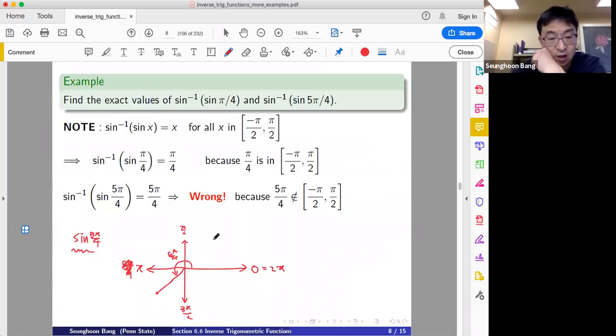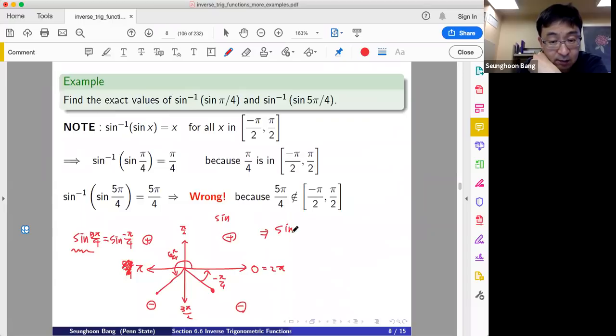So what happens? What kind of sine function? The sine function is positive in the first quadrant, positive in the second quadrant, negative in the third quadrant, negative in the fourth quadrant. So what does it mean? The sine function here has the same value. What's this angle? This angle is exactly negative pi over 4. So sine 5 pi over 4 is exactly the same as sine of negative pi over 4. You can change it. So we have this answer.